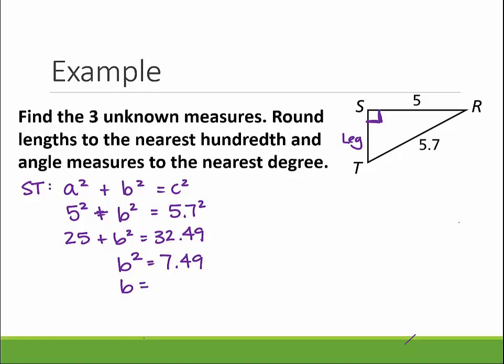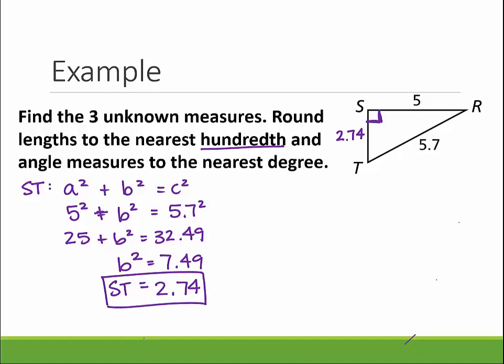And take the square root, and because we're rounding to the nearest hundredth, we want 2 decimal places, and you get 2.74. So this is 2.74 up here. So we'll name this ST. So there's one of my unknowns.